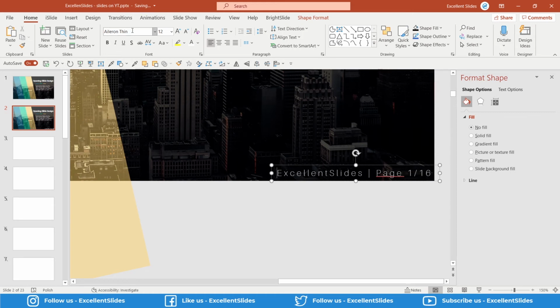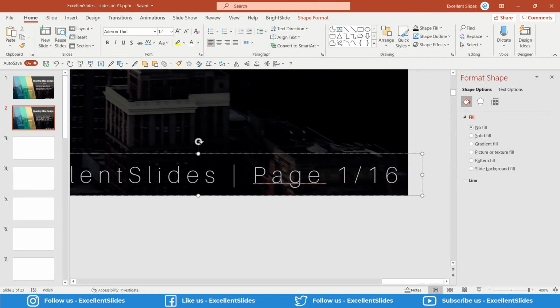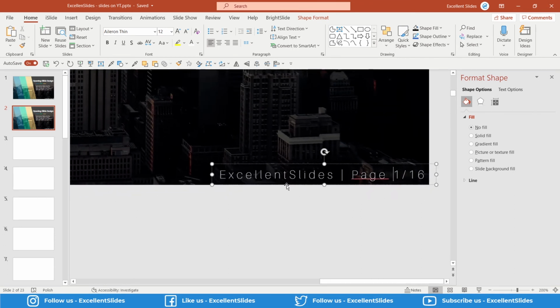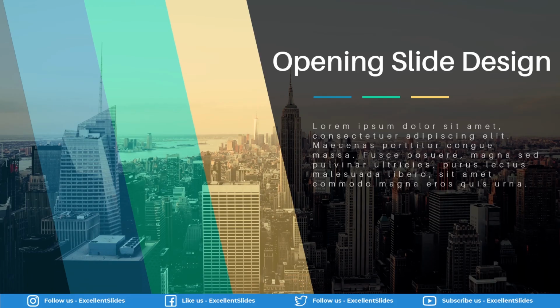and also here it's Aileron Thin, 12 font size, and it's not normal, it's loose letter spacing. And what I've done, yeah, Excellent Slides, this kind of vertical line sign, I did it by pressing Shift, and right above your Enter there should be a backslash, and if you click it with Shift, it creates something like that. So I thought it would look cool. And here page 1/16, right? So yeah, that's not rocket science.